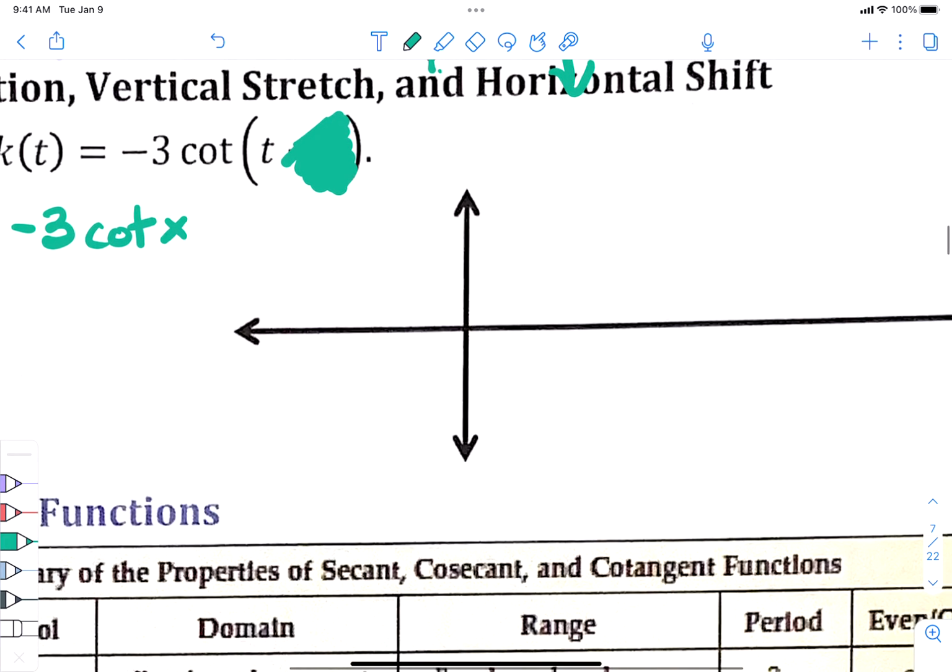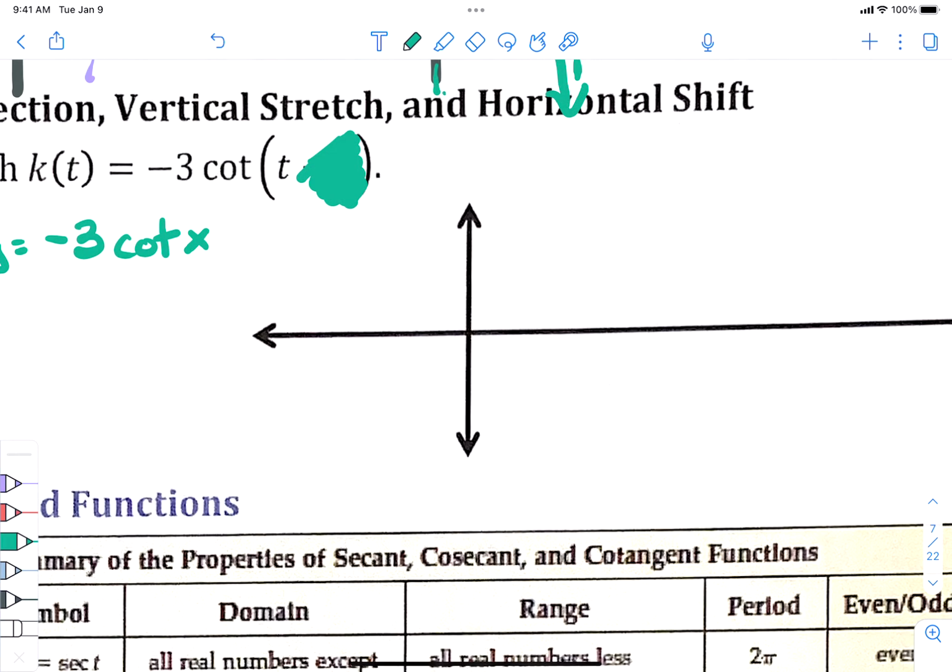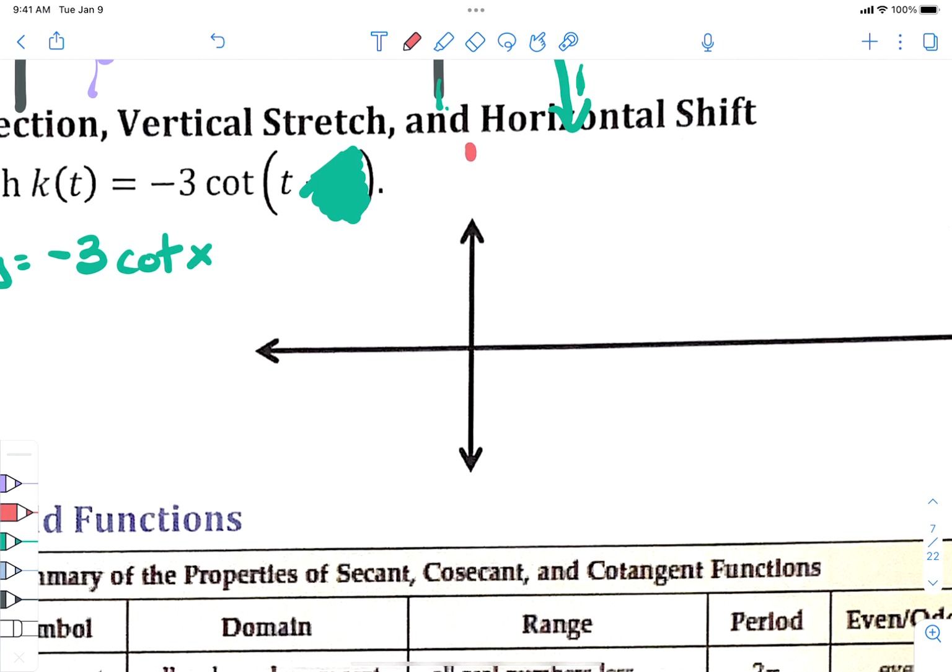Okay, here we go. So -3 cotangent. That is not moving my vertical asymptotes. So I'm still going to start my vertical asymptotes at 0 and at pi. 0 and pi. Okay, now this guy right here is at pi over 2.